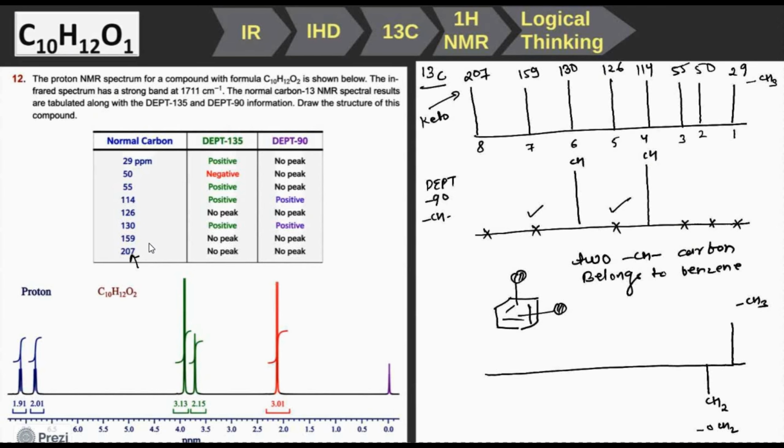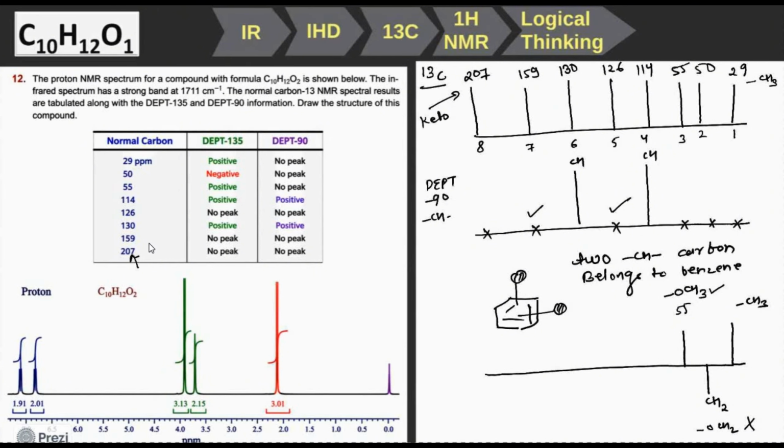Now look at the 55 signal. This signal is in the positive phase. So this is positive, and at the same time it is around 55 ppm. So it means it is attached to the oxygen for sure. So there is a methyl, another methyl, which is attached to the oxygen. And the molecule has only two oxygens, and we have already assigned one oxygen to the ketone and one oxygen we are assigning to this one. So it means the molecule does not have OCH2. Okay, now let's move forward.